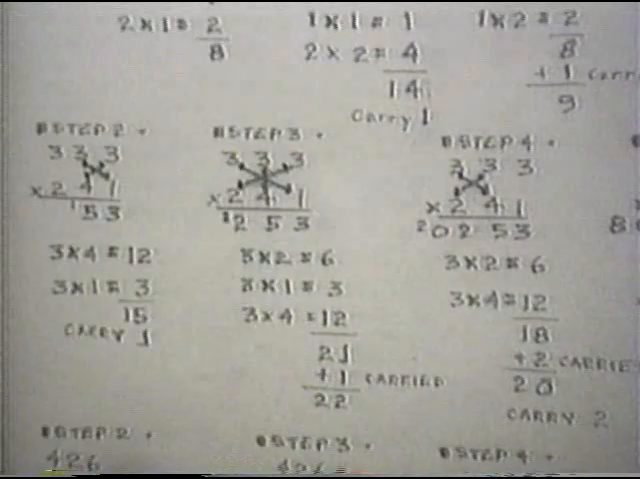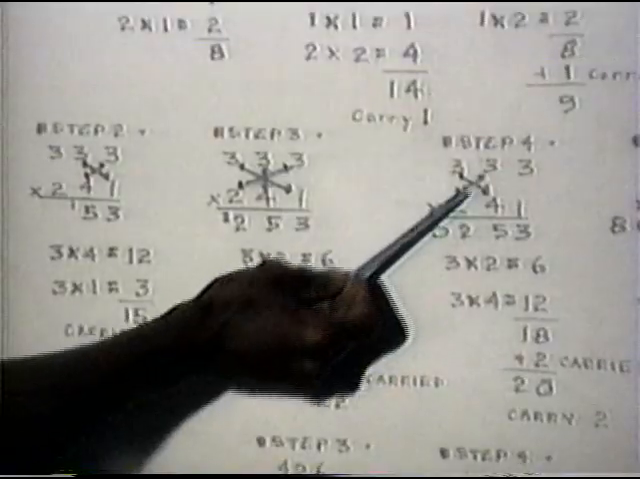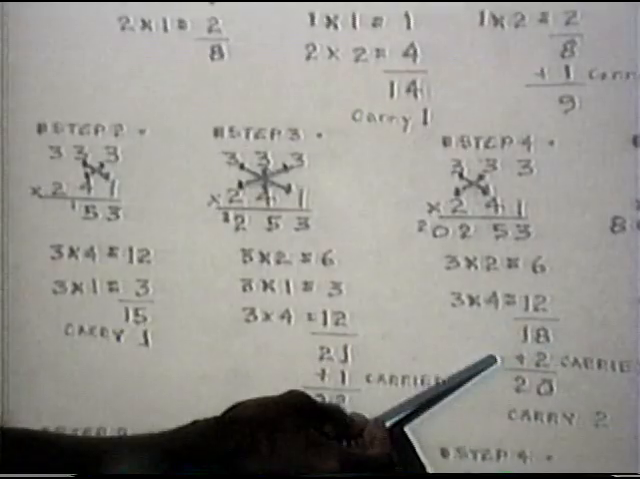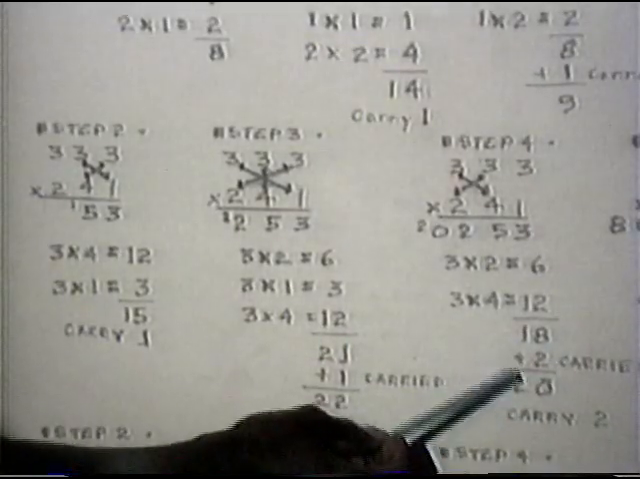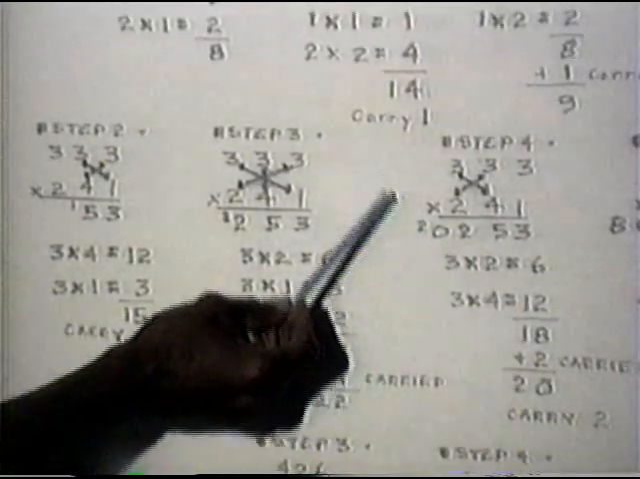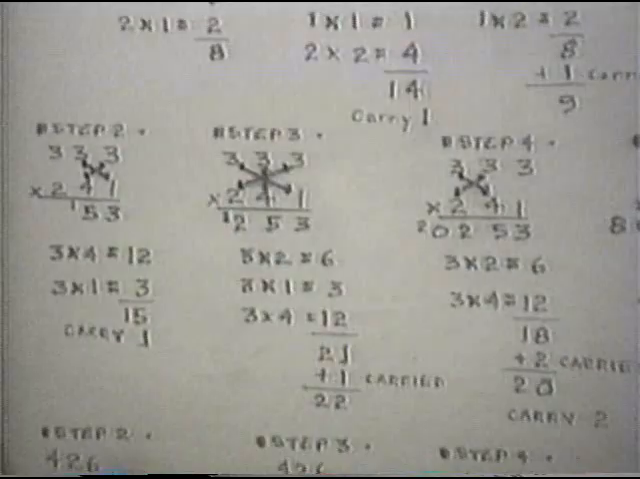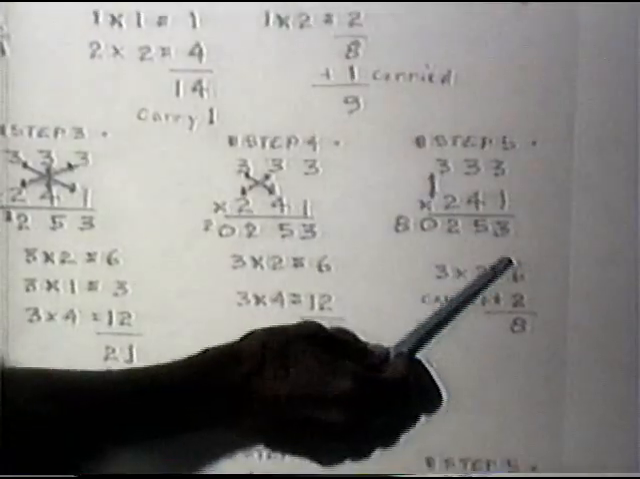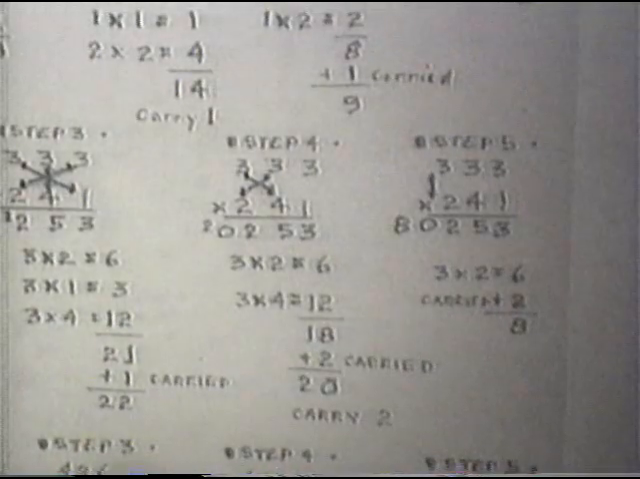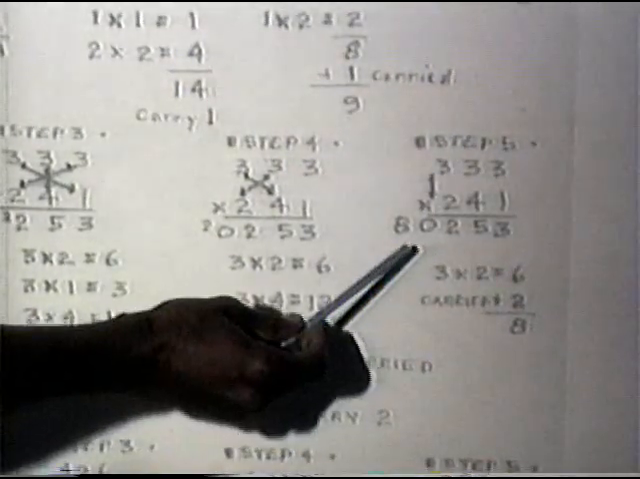Here we go. Our fourth step is cross multiplication. 3 times 2 is 6. 3 times 4 is 12. We add them together and get 18, plus the 2 that we carry, which makes 20. We're carrying 2. That's why we put the 2 right there. Our last step is vertical multiplication, which is 3 times 2. 3 times 2 is 6, plus that 2 over here that we carried, which makes 8. Our answer is 80,253.